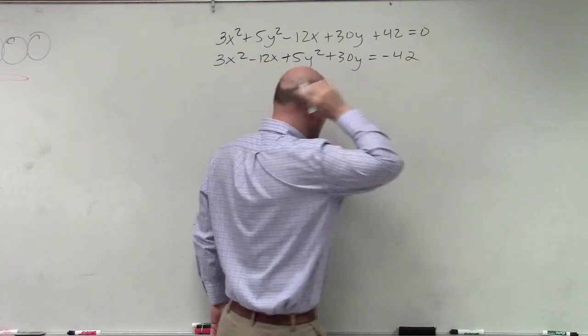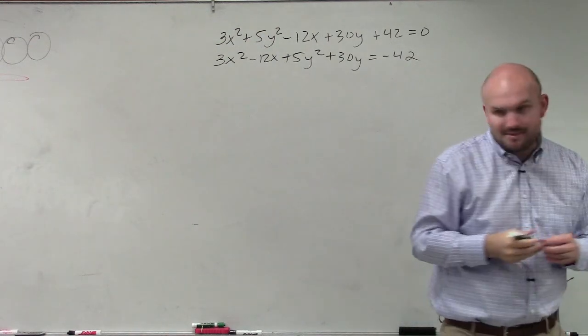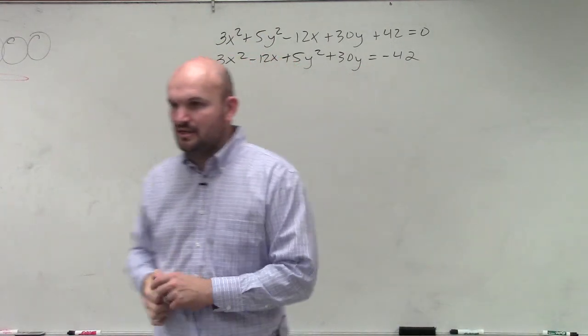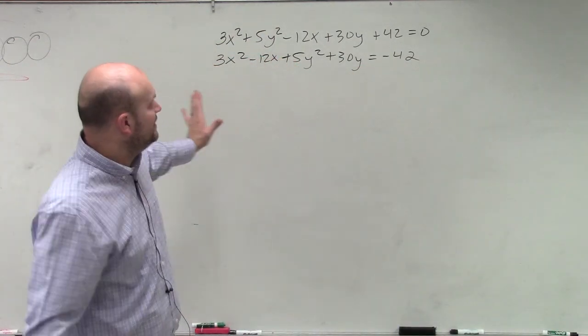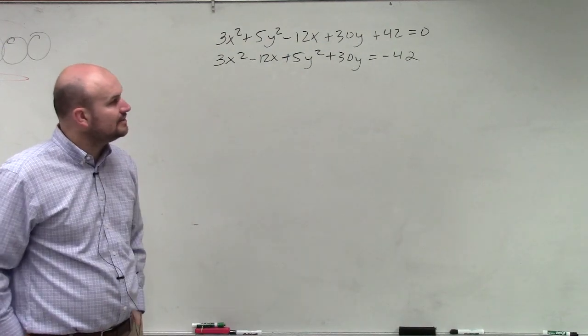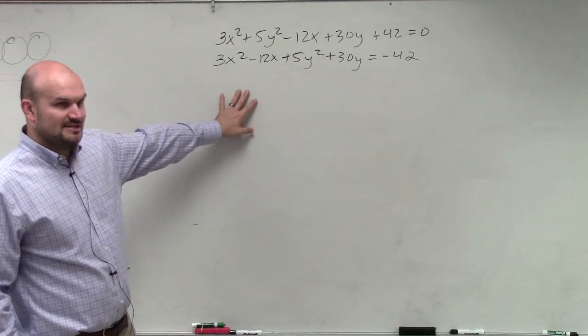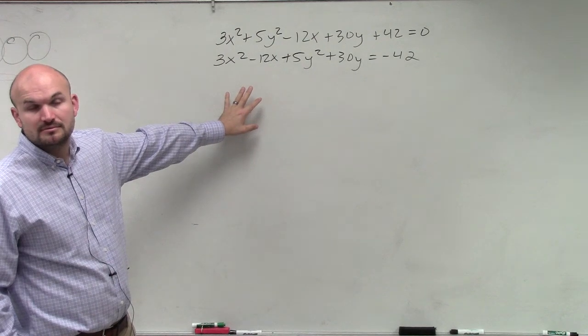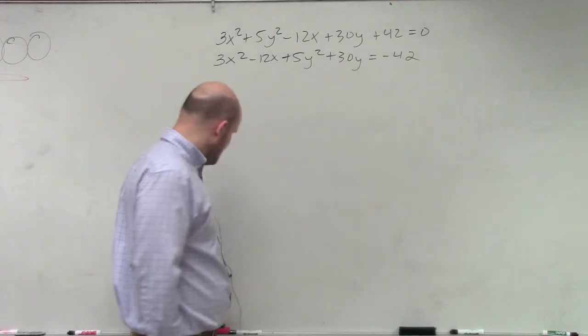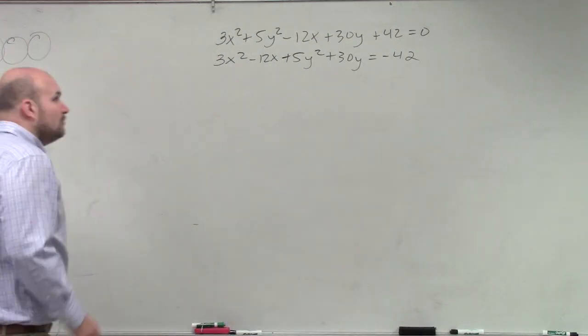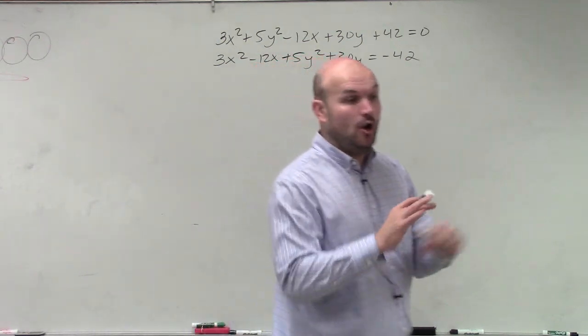You don't need to put the 42 to the other side, but in my opinion, that just makes everything much easier. So I like to go ahead and put the 42 on the other side. Do you guys see how my x's are grouped together and my y's are grouped together?